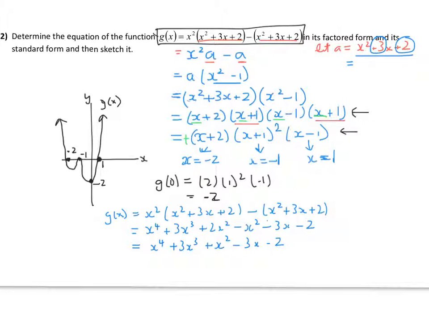Okay, and I have my standard form here, my final standard form. You'll notice that the last number here is -2, which is our y-intercept. So we could have waited until we got our standard form to get what that y-intercept is. And clearly it's a degree 4. Lead coefficient is a +1. So we're good.